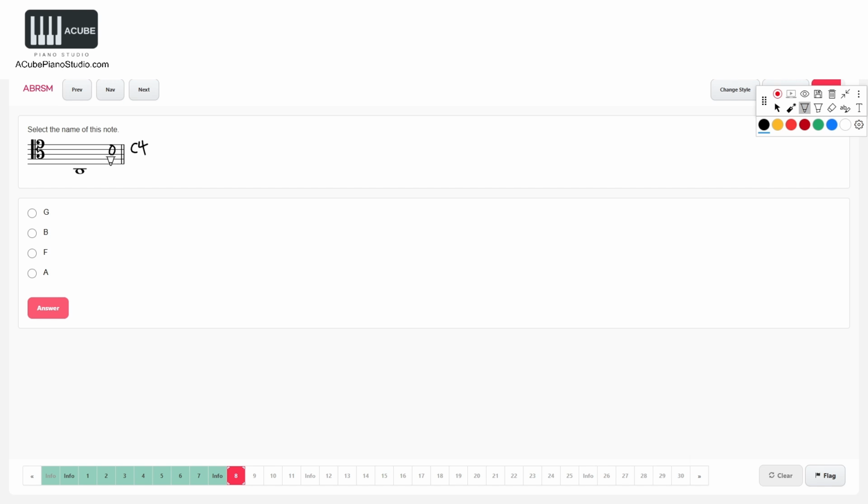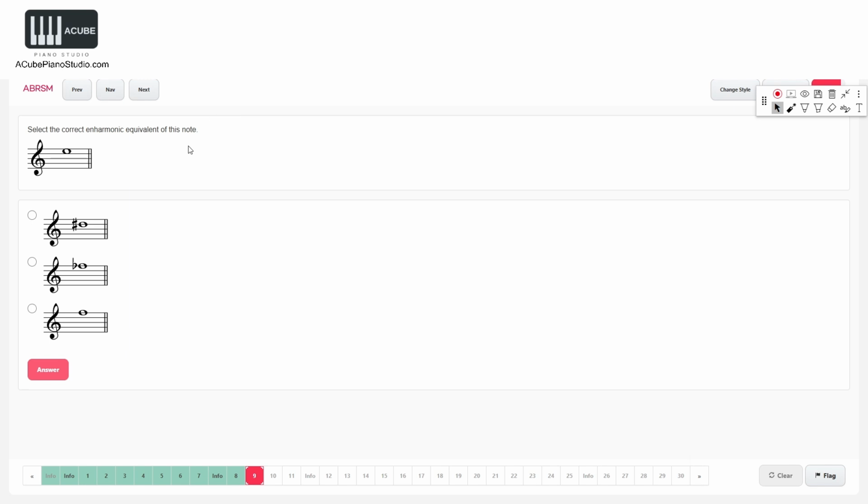Then this is C3, the C that is 1 octave lower. So let's count from here. I need to count downwards because this note is lower than this C here. So this is C, then this is B, then this is A. So this note here is A. All right.